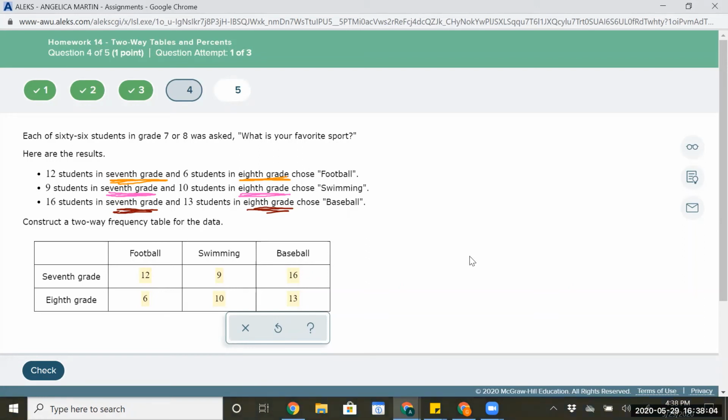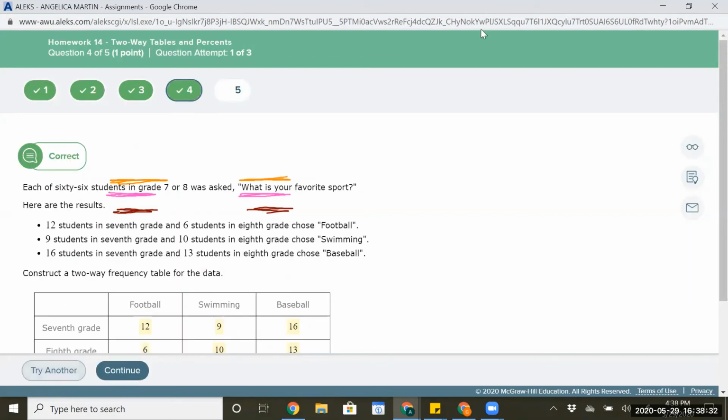So just by carefully surveying a group of people, we can take that information and we can break it down into a table called a two-way table. Two-way meaning we can read it going down, okay, see how many like football, how many like swimming, how many like baseball. And we can also read it going across, how many 7th graders were surveyed and how many 8th graders were surveyed. So let's go ahead and check our work.